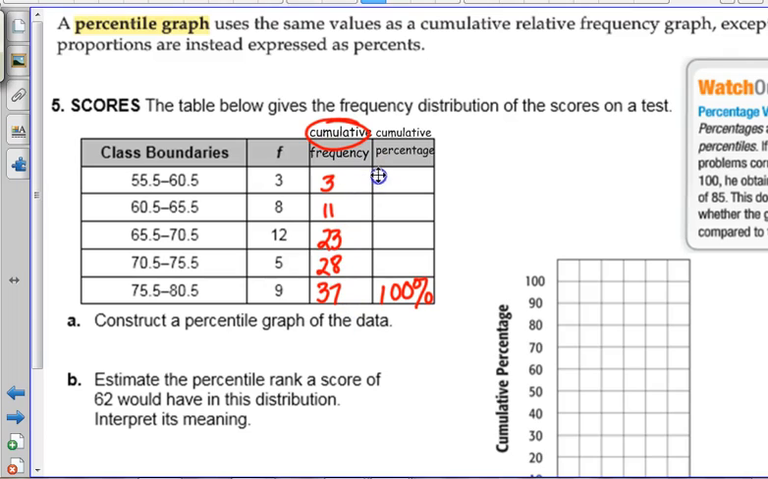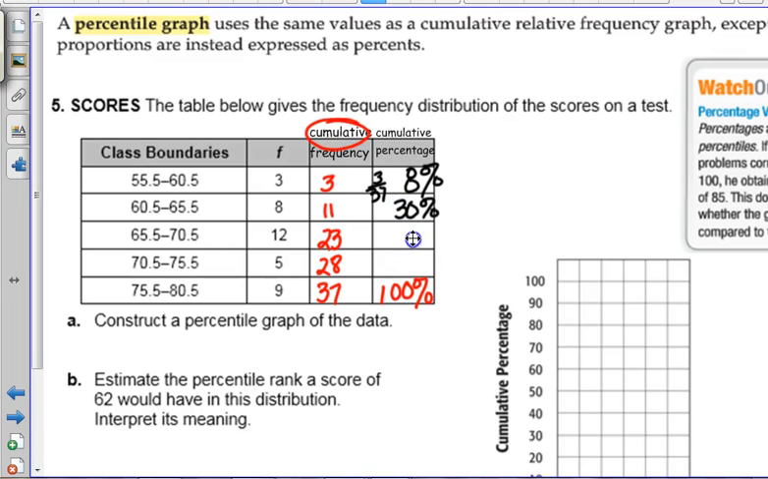37, yes. So 3 over 37. Guys, help me out here. 3 divided by 37, roughly 8%. Okay. What about 11 divided by 37? About 30%.